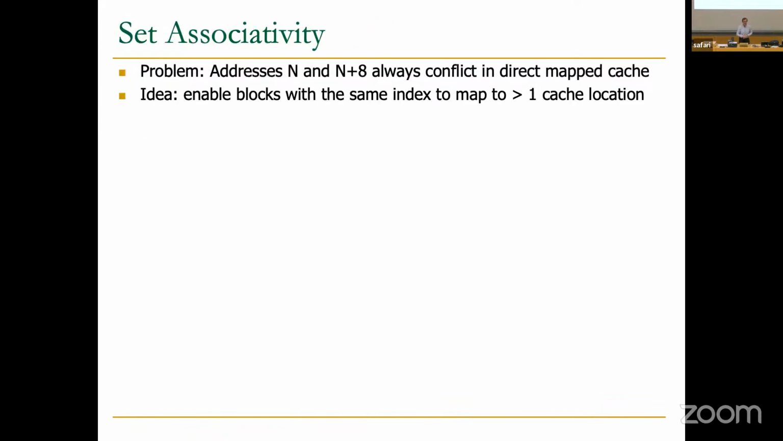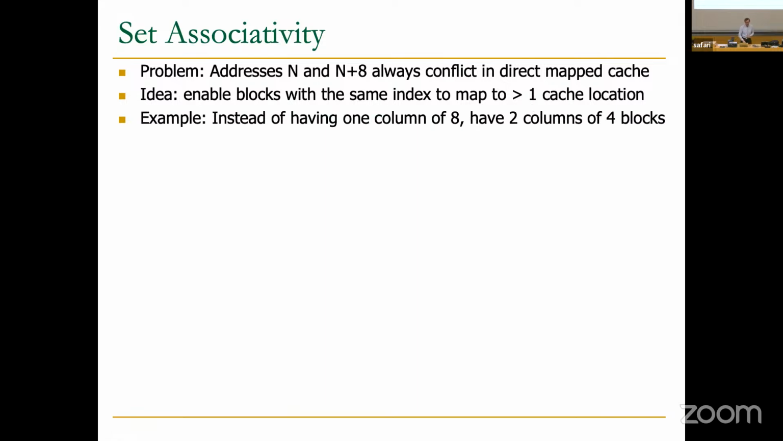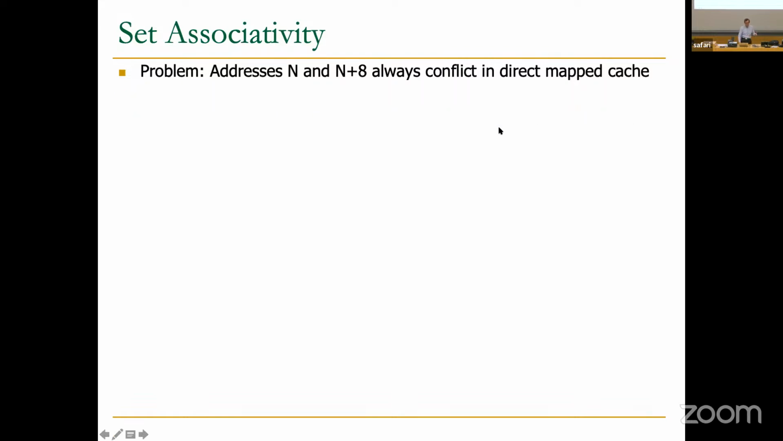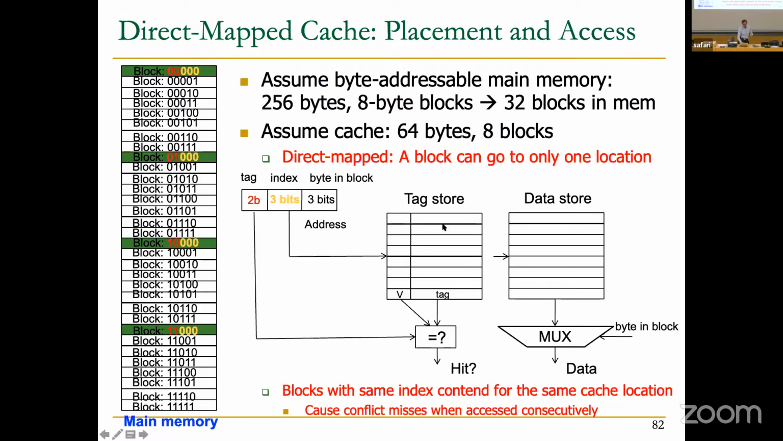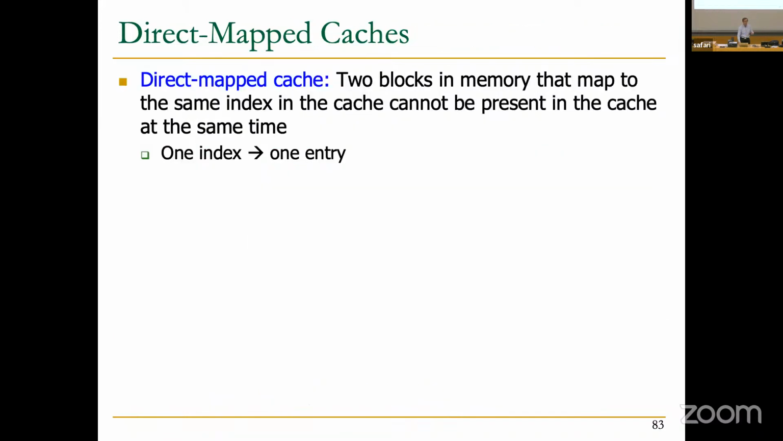So the simple idea is to enable blocks with the same index to map to more than one cache location. That's the simple idea. For example, I like thinking of it pictorially also. Instead of having one column of 8 blocks that you can store, why not have 2 columns of 4 blocks? What does this mean? This is the cache that we had. If you look at just the tag store, we have 1 column of 8 blocks, right? Data store is also essentially a mirror of the tag store. You have 1 column of 8 blocks. Basically, you can store only one thing in a given index. Why not have 2 columns of 4 blocks each, or 4 sets each?